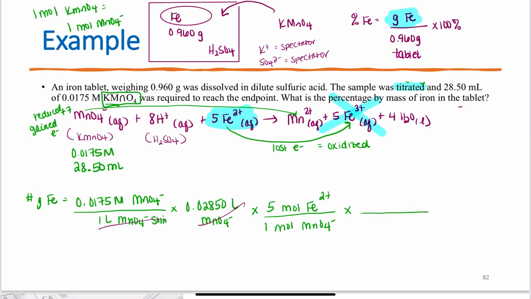I've got moles of iron 2 plus. I'm going to convert this to grams of iron. I don't care if you put this stuff in, but you could always say 1 mole of iron to 1 mole of iron 2 plus. Iron weighs 55.85 grams. And I get out 0.139 grams of iron. I apologize, it's just really hard to read over there.